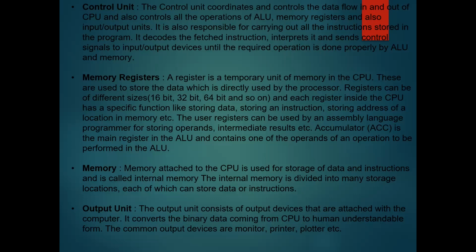Output unit. The output unit consists of output devices that are attached with the computer. It converts the binary data coming from the CPU to human understandable form. The common output devices are monitor, printer, plotter, flash, and so on.